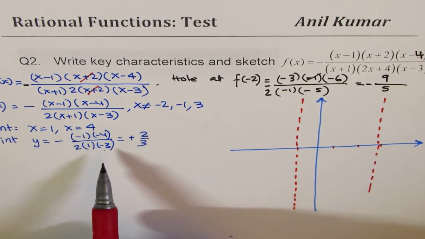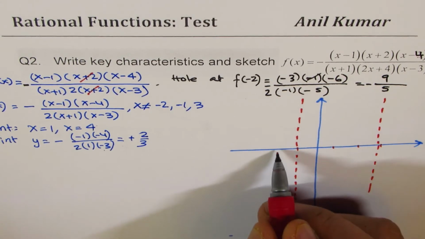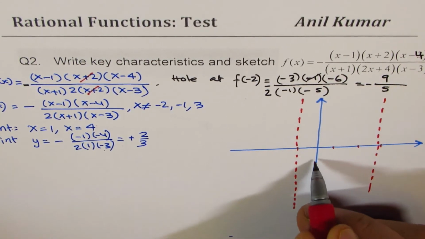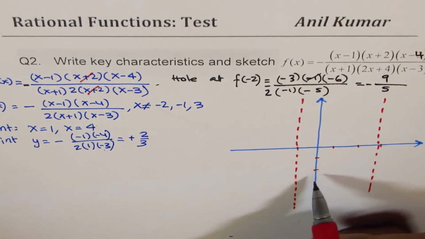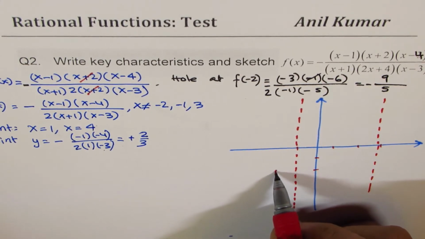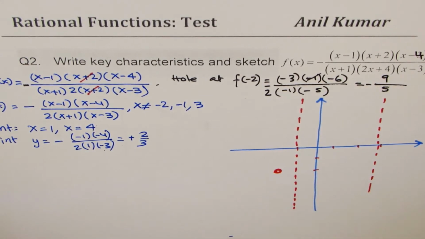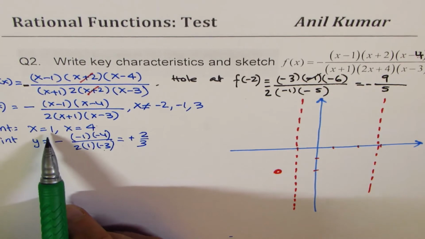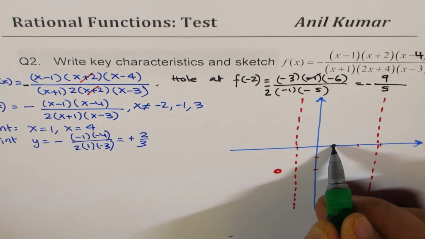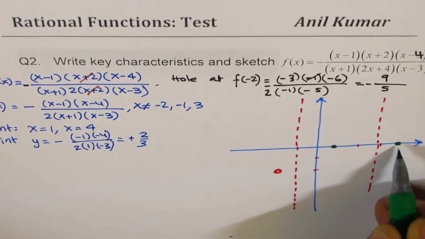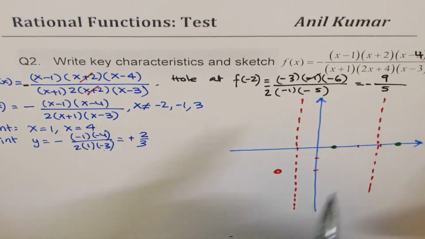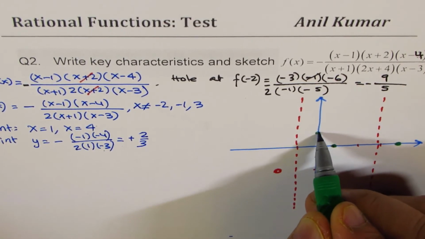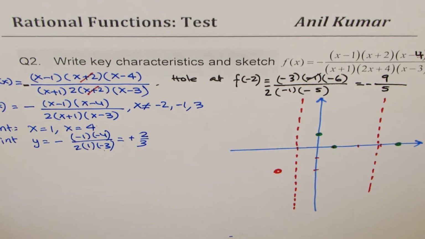We have a hole which is at minus 2. So this is minus 2. Somewhere, let's say this is 1, this is 2 for us. Very close to 2. So let's say that is a hole, right? So let's make a hole here. Now let's look into the other information we have got. X-intercepts at 1 and 4. So that becomes one x-intercept. This is the other x-intercept. Y-intercept is less than 1. So let's say this is the point.